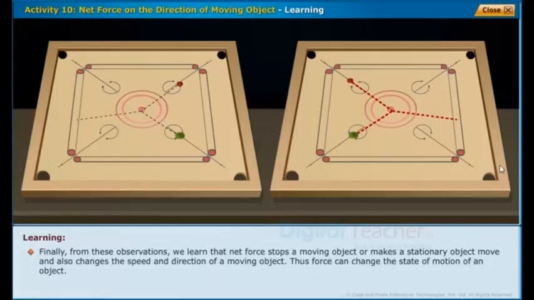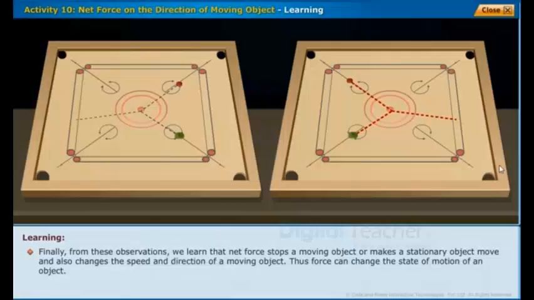From these observations, we learn that net force stops a moving object or makes a stationary object move and also changes the speed and direction of a moving object. Thus, force can change the state of motion of an object.